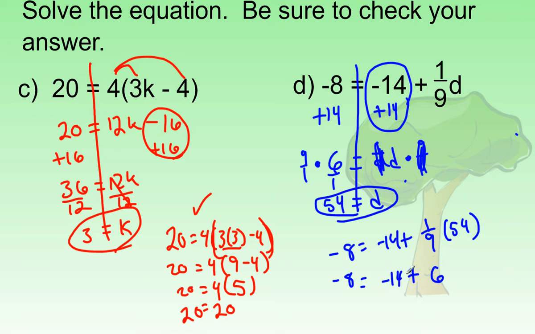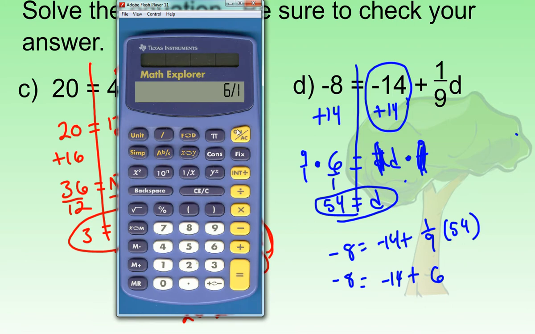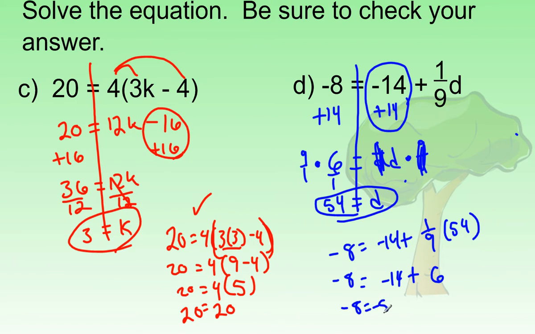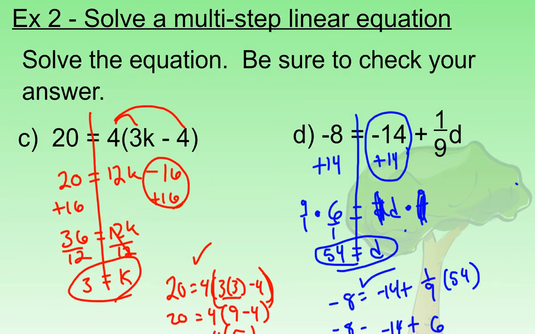And negative 14 plus 6. Negative 14 plus 6 equals, look at that, negative 8. It checks out. So we're combining old stuff and new stuff.